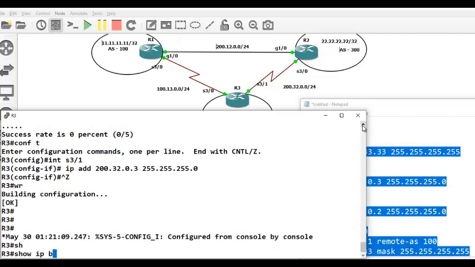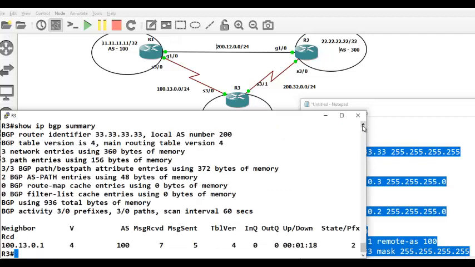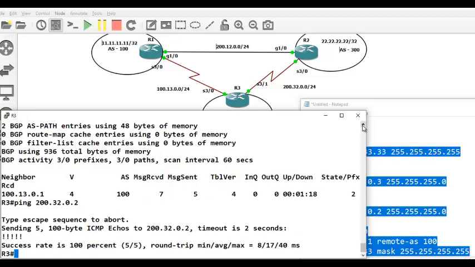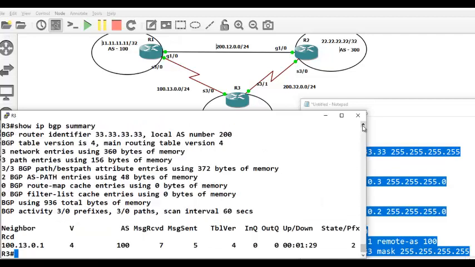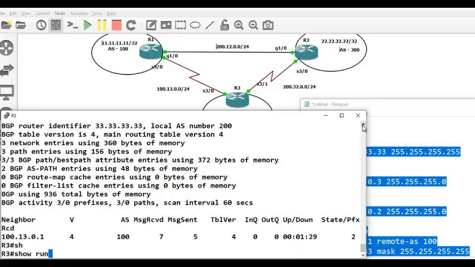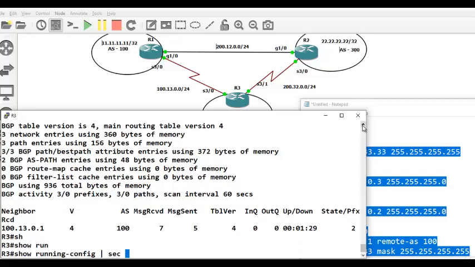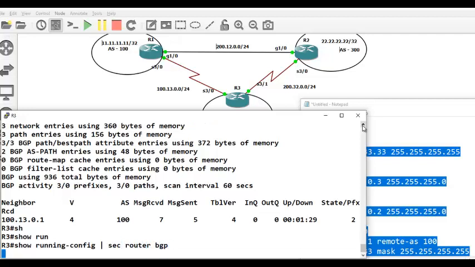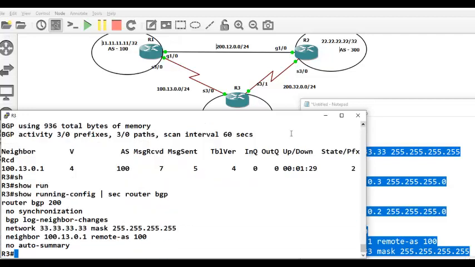Show ip bgp summary now. Ping 200.32.0.2. It pings, but show ip bgp summary, I'm not able to see it, so there's some problem in configuring BGP. Show run section router bgp. I did not configure a neighbor. A neighbor is missing.